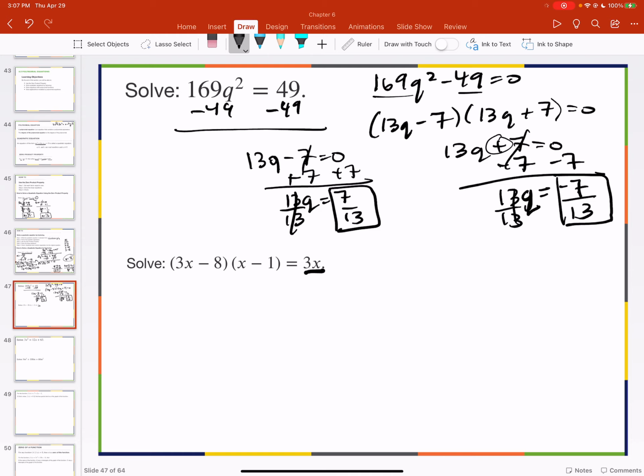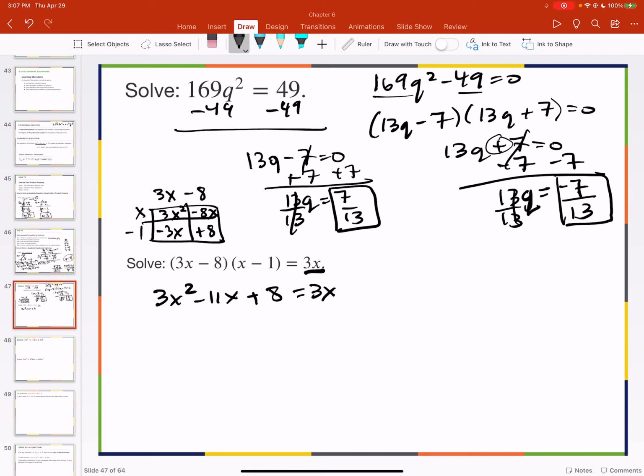3x minus 8 times x minus 1 is going to end up being 3x squared minus 8x minus 3x plus 8. So then that's going to be 3x squared minus 11x plus 8 is equal to 3x. Subtract 3x from both sides. Okay, and we get 3x squared minus 14x plus 8 is equal to 0. So then let's go ahead and factor this.